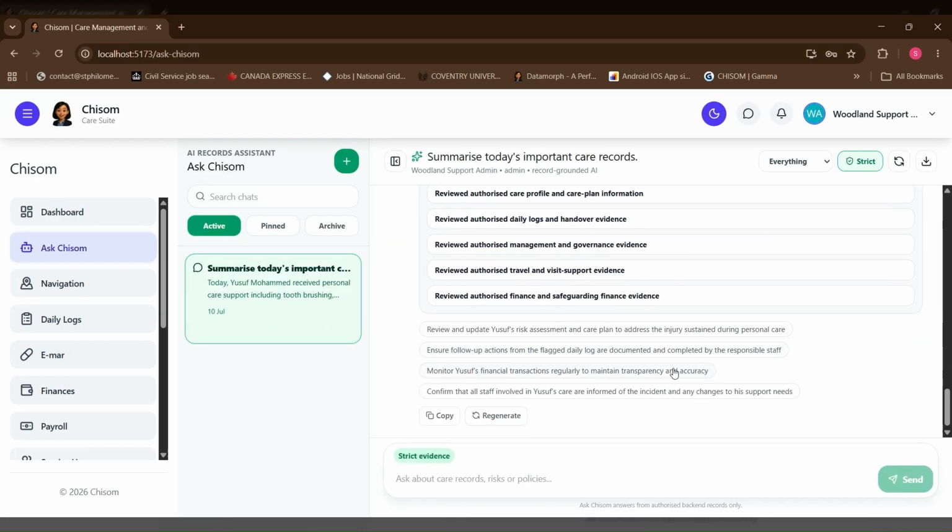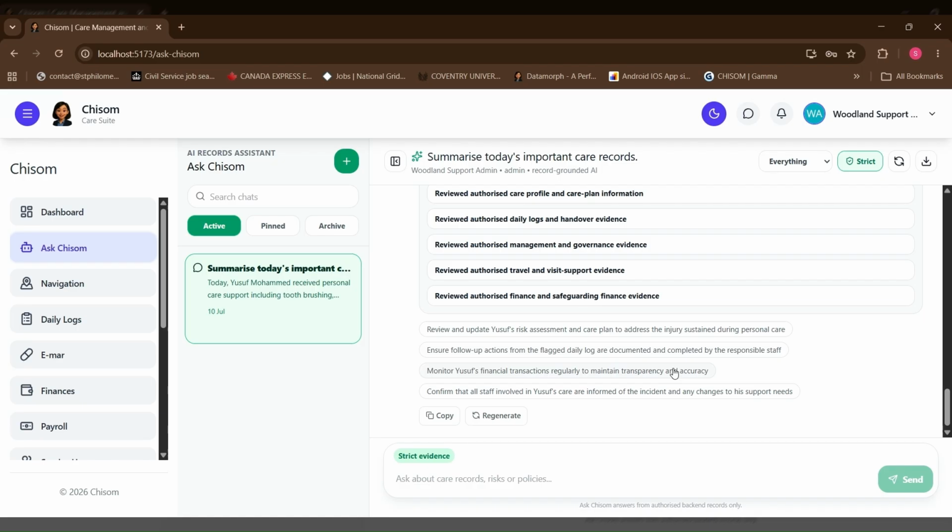So Ask Chisom is like an AI feature whereby you can get information concerning anything like staff, service user, as well as policy. Anything within the system. If you ask something that is not within the system, you won't be able to get such information. So the information is strictly for the things that are within the system.